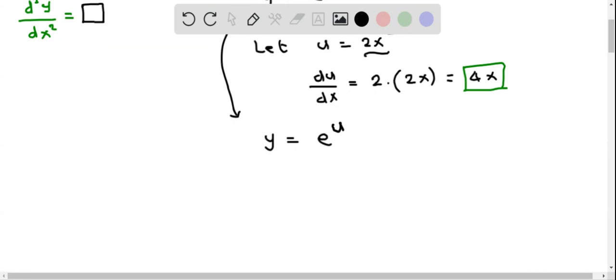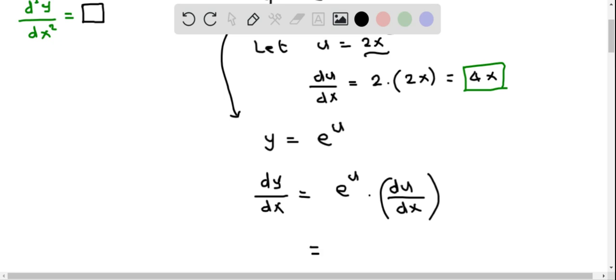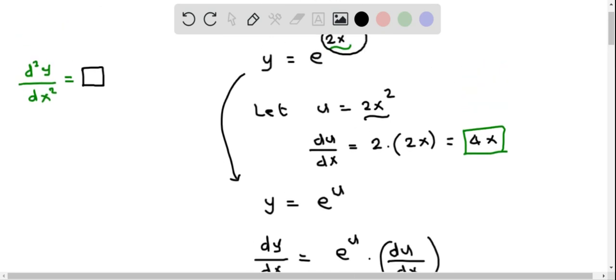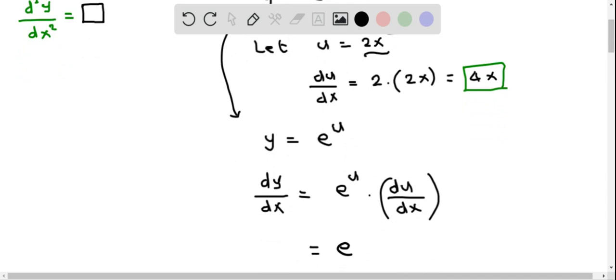Now, this is a function of u. So when we want to find the first derivative, that is dy by dx, we have to apply the chain rule here. The derivative of e power u is e power u, and then applying the chain rule, we multiply by the derivative of u with respect to x, which is du by dx. Now let's replace u, as we have done the substitution. u equals 2x squared. So we replace u by 2x squared, times du by dx, which we already found is 4x.